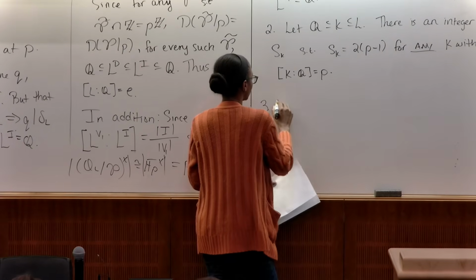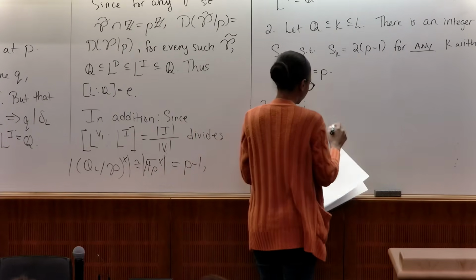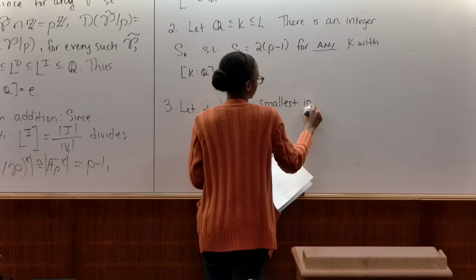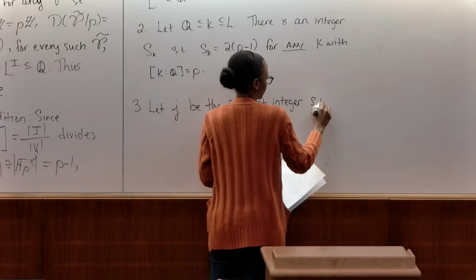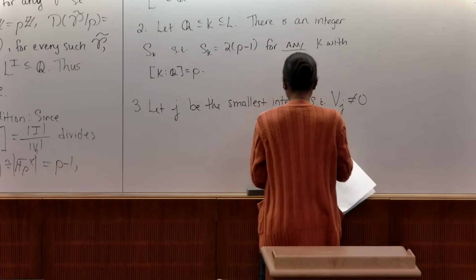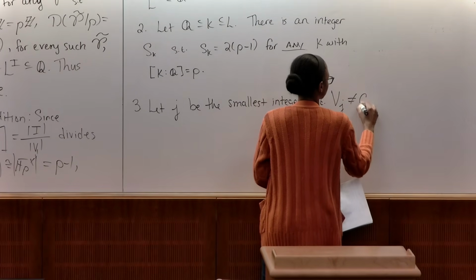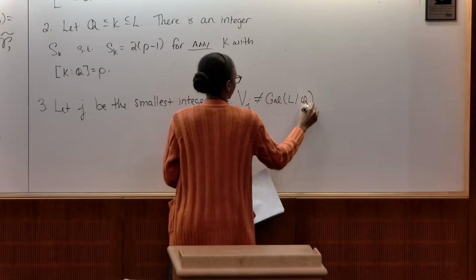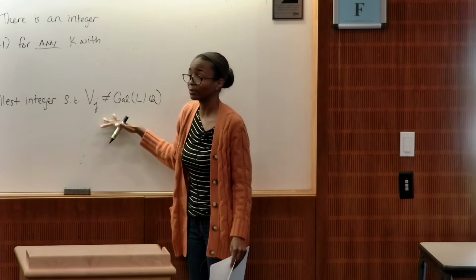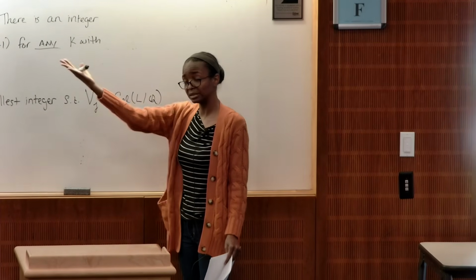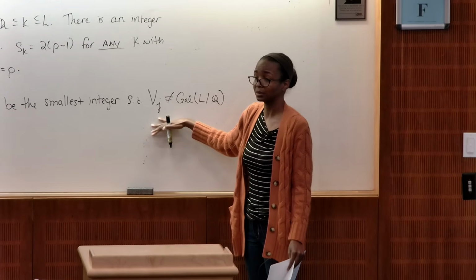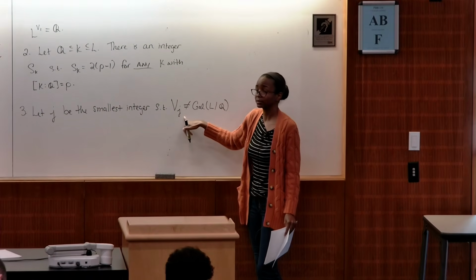Next, we're going to choose j to be the smallest integer such that the jth ramification group is not the entire Galois group. The exercise that I had you do yesterday, involving the higher ramification groups, was to show that eventually the sequence of descending subgroups from the higher ramification groups has to end. Eventually it's trivial. That means that there is such a j.